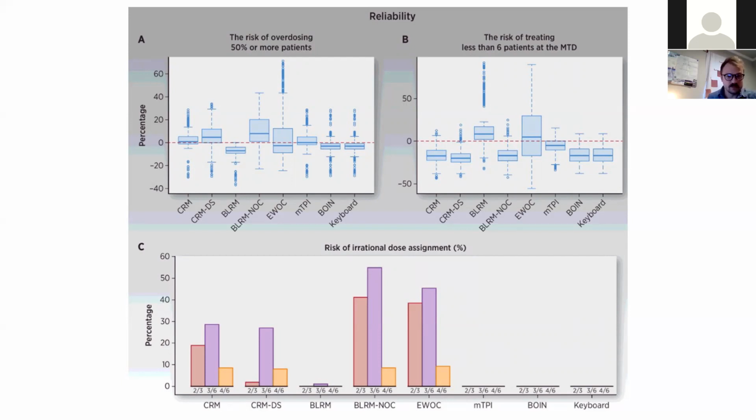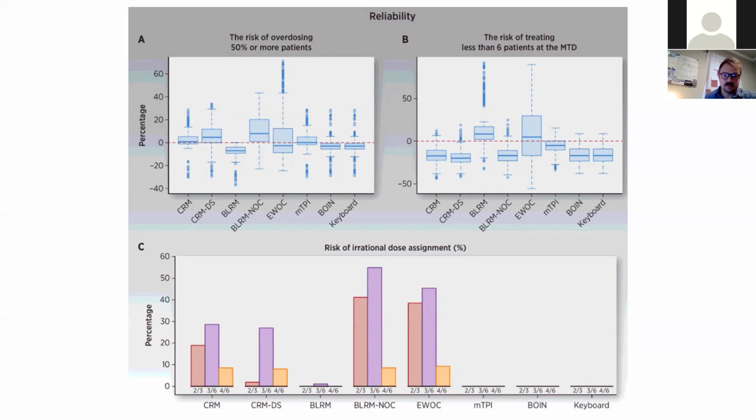Now, the really striking thing here is the model-assisted designs outperform the model-based designs substantially. The model-based designs have an 8 to 55% chance of failing to de-escalate the dose when 2/3 or greater, or greater than or equal to 3/6 patients have DLTs. That just never occurs in the mTPI, the BOIN, or the keyboard.